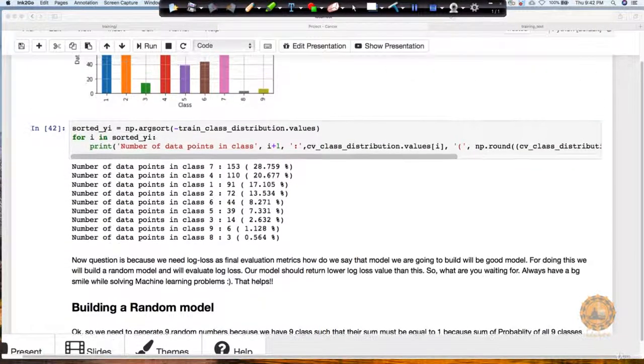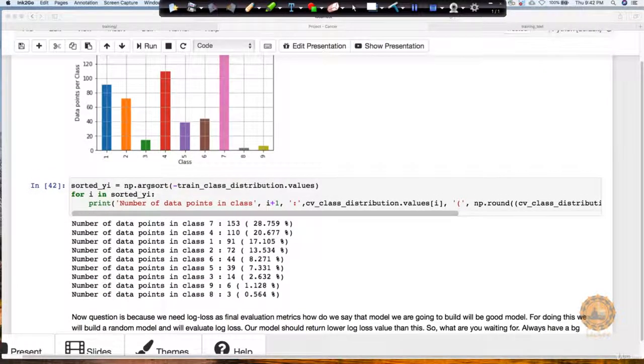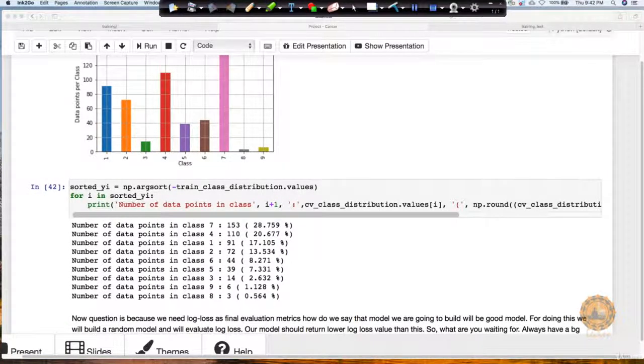Okay, so after we have done all the cleaning, we have looked at the data, we have got our training set, testing set, cross validation set. We have even confirmed whether my distribution is appropriate or not. Now, after this, we need to go back and see what is the criteria based on which Kaggle is going to decide who is going to be the final winner.